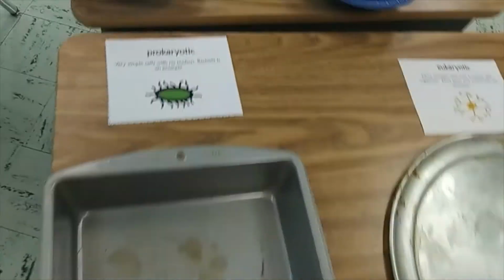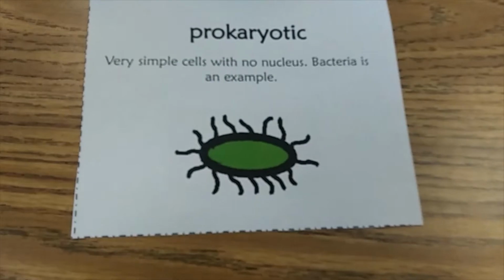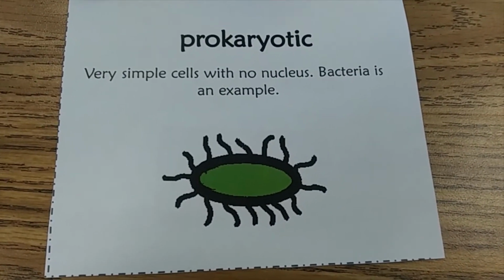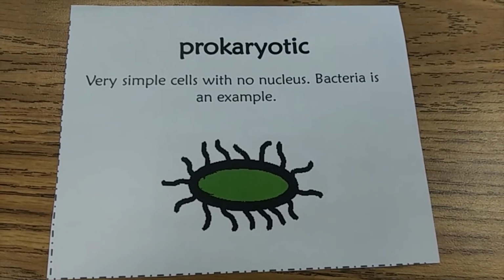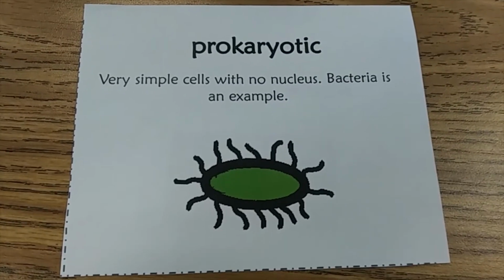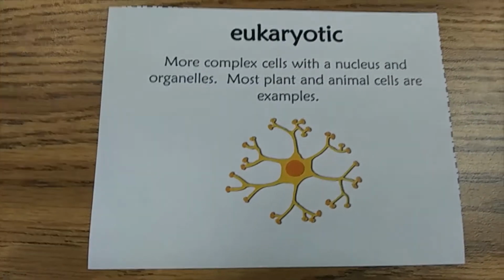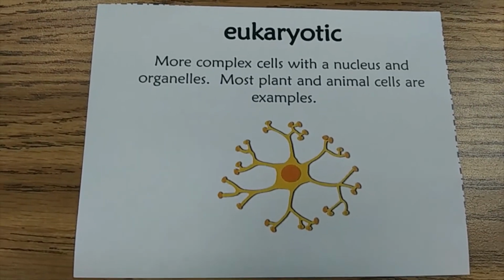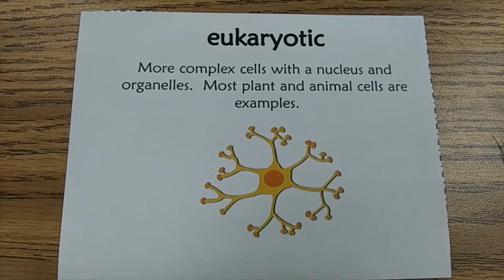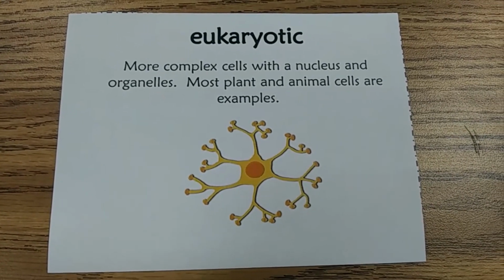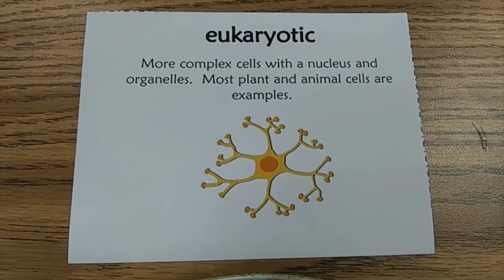Now we know, because we read the text, there are two kinds of cells. There's prokaryotic cells. See, my picture looks kind of like a germ. They're very simple cells with no nucleus. Bacteria is an example, and that picture looks like bacteria. And there's another kind of cell that's even more delicious, and in a minute you'll see why. Eukaryotic cells are more complex cells with a nucleus and organelles. Most plant and animal cells are examples.